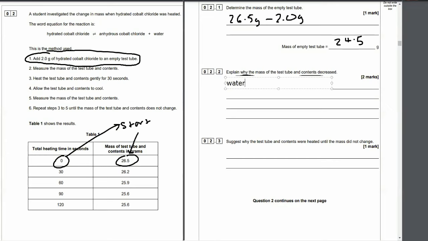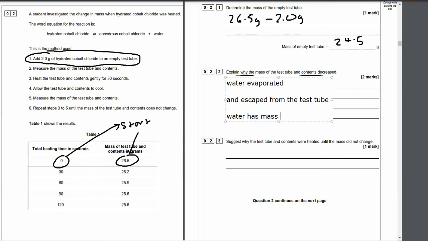So the next question is, why does the test tube decrease in mass when it's heated? Well, that's because the water gets evaporated. It turns to steam and escapes the test tube, decreasing the mass. And of course, water has mass. So that will get us the next 2 marks.